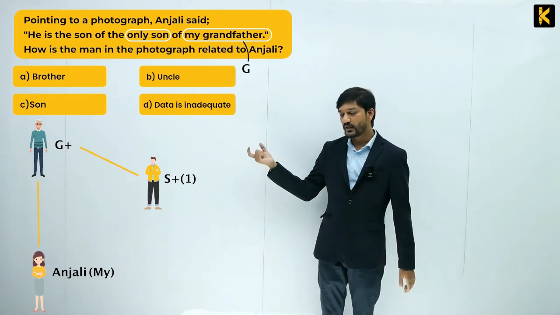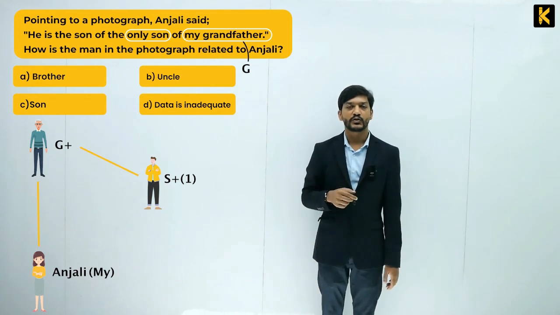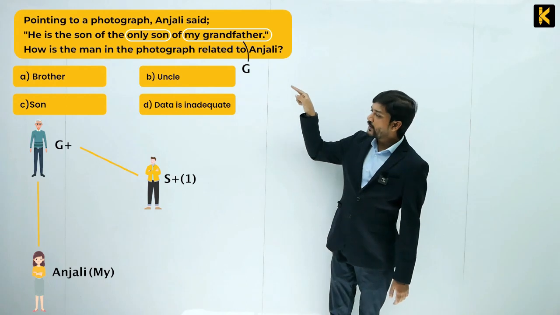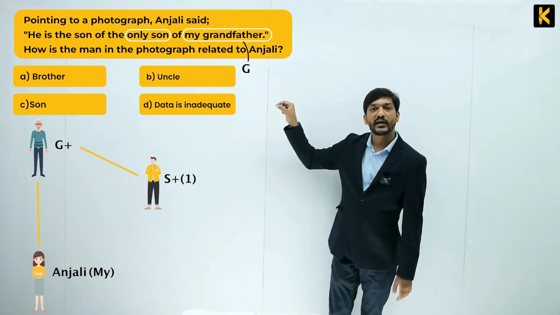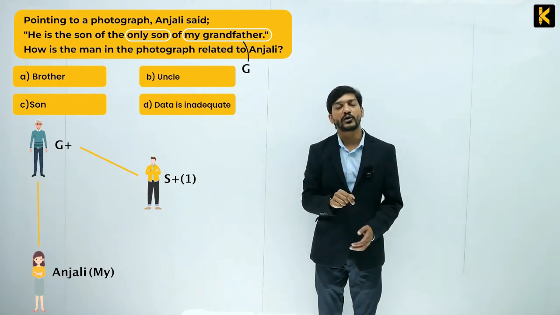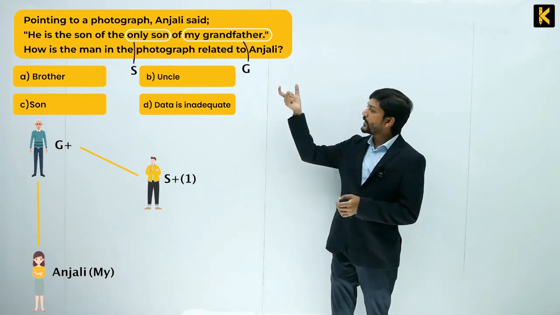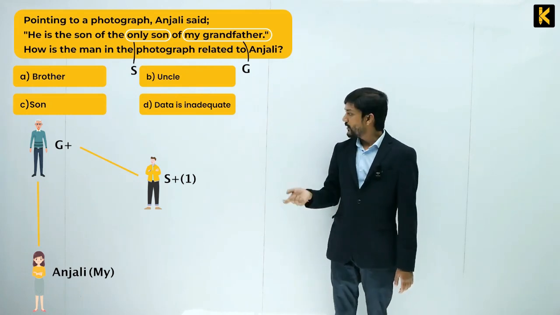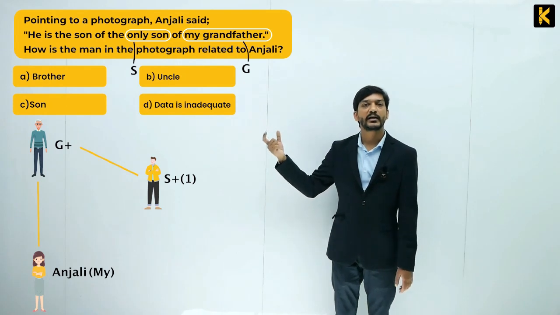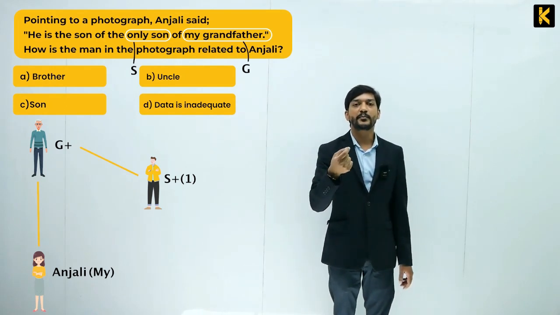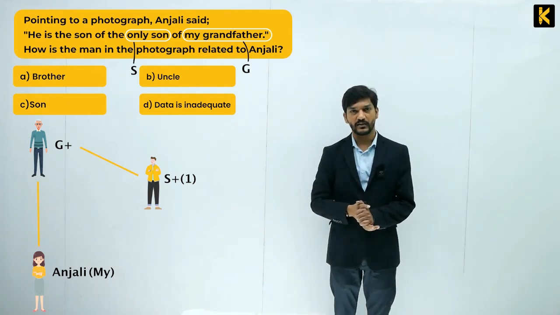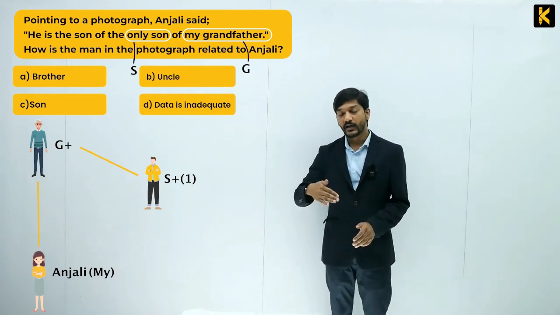S is the only son in the diagram. Let me write this in the statement as well. Only son is represented by which letter in the diagram we are drawing? We are showing it by S plus. So only son means S plus. S plus is a person. In the diagram, the only son is a person represented by letter S plus. Okay. Now again go backwards.